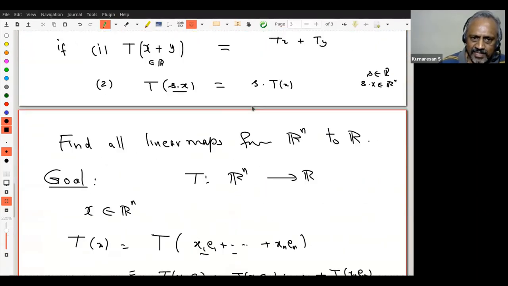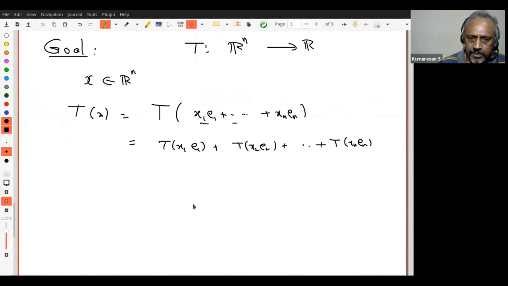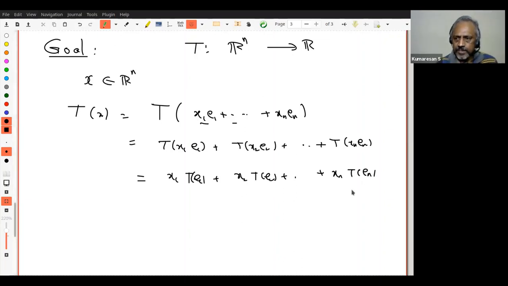Now let's look at the second condition. T of a scalar multiple of x, the scalar multiple comes out. So T of x1 e1 is the same as x1 T of e1, plus x2 T of e2, plus dot dot dot plus xn T of en. How many of you understood this? Please say yes if you understood. Right? These are pure symbolic manipulation. There is nothing great, except I hope you make use of the definition.